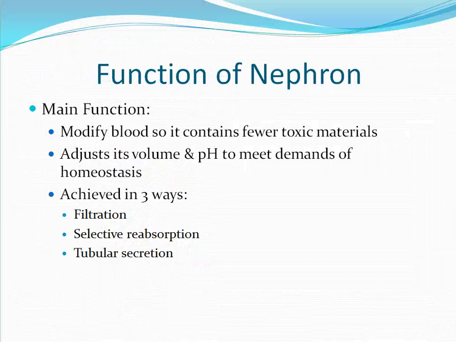The main function of the nephron is to modify the blood so it contains fewer toxic materials. The nephron also adjusts the blood volume and pH to meet the demands of homeostasis. This function is achieved via three mechanisms: filtration, selective reabsorption, and tubular secretion.